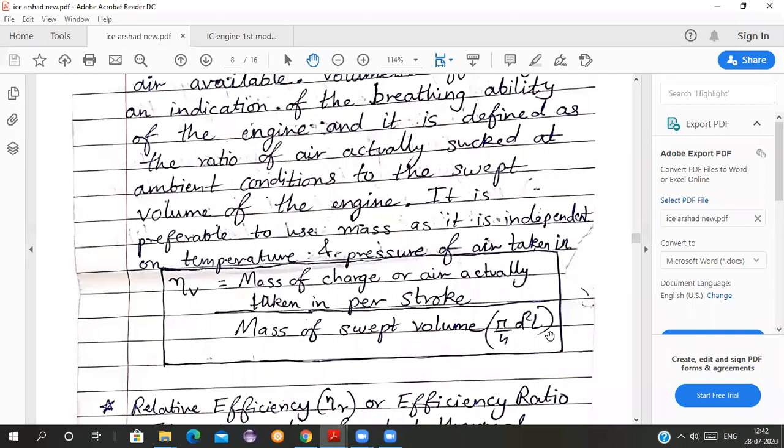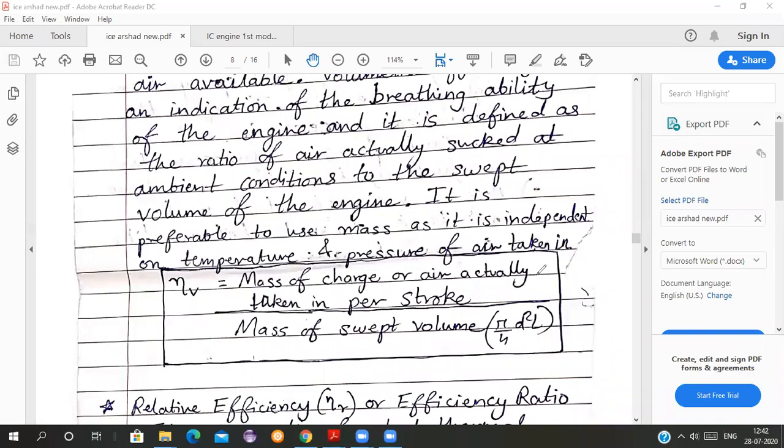All of you know density is mass upon volume. So if the density is increasing, your volume will decrease. We will discuss that later, when the things come.